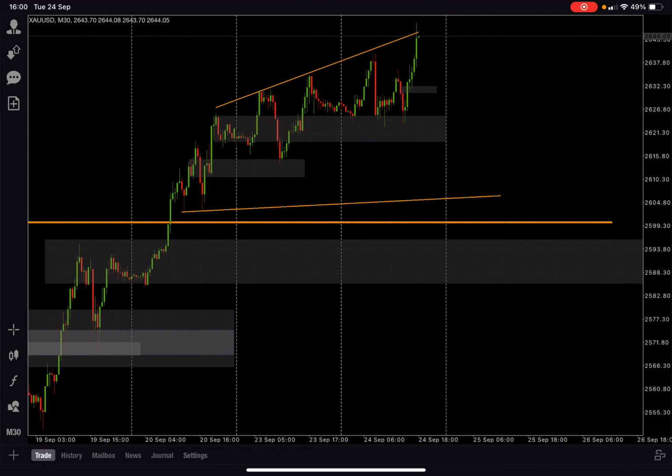Right, hello everyone. So now we move on to manipulation areas. So these are the grey areas I use on the chart. They are just areas that show concentrated fake outs and retests of that area. So the manipulation builds up.